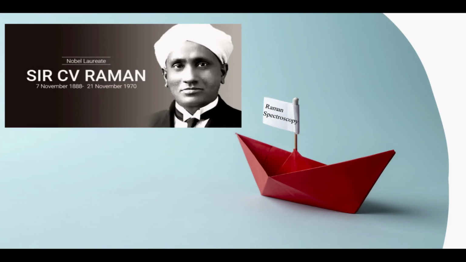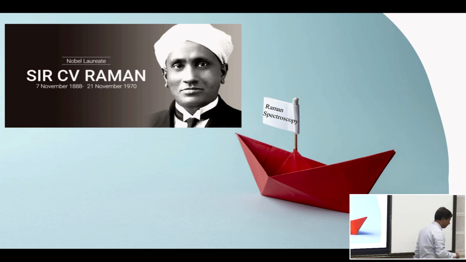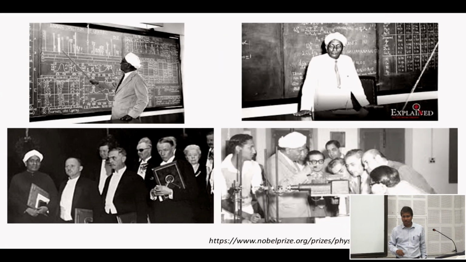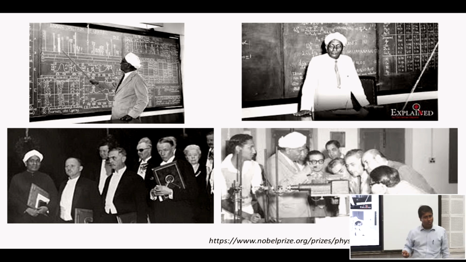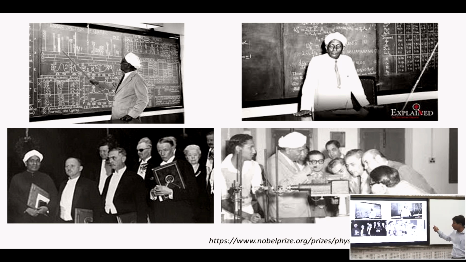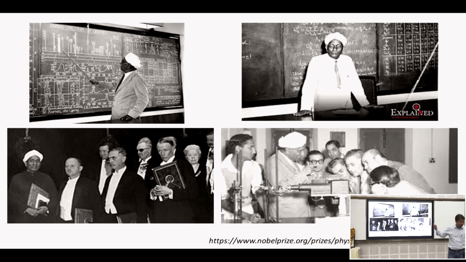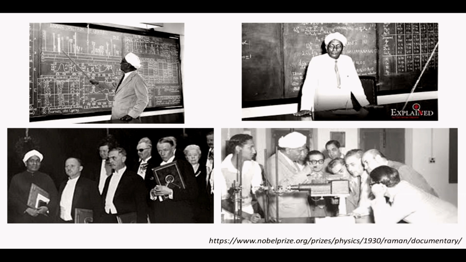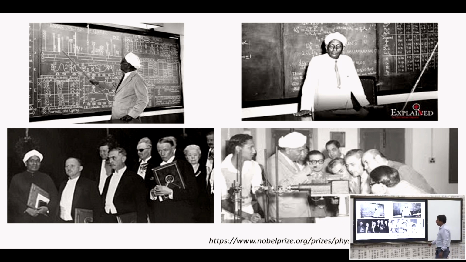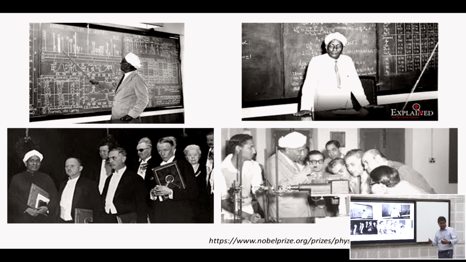Since time is not enough, let us go to Raman spectroscopy. As you know, Raman is an Indian scientist who got the Nobel Prize for doing work in India. In fact, he did all this Nobel Prize winning work at the Indian Association for the Cultivation of Science in Jadavpur. A few pictures I have taken from the Nobel Prize website. Here Raman is teaching, and he was a good teacher, a very confident teacher, and as a person he was also very confident, unlike many Indians.